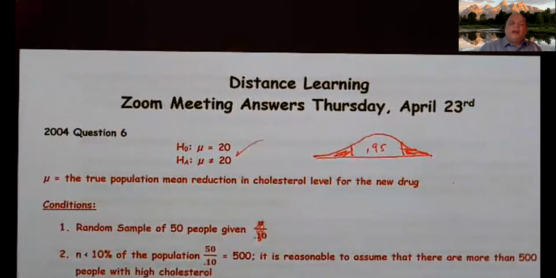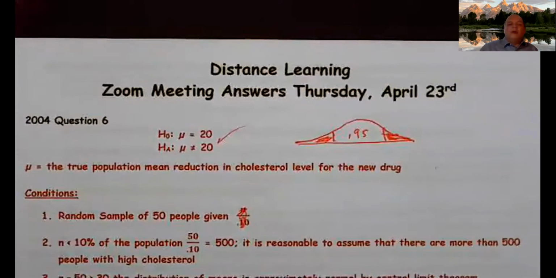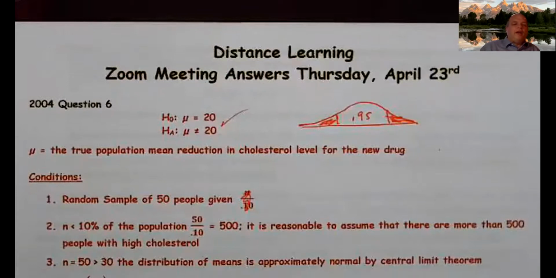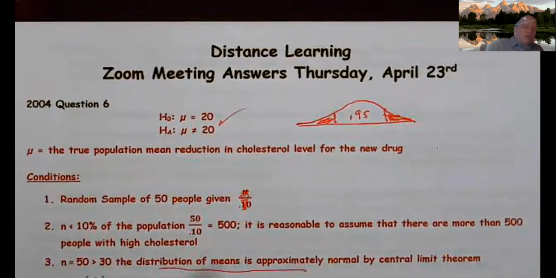So we need to check that. And we have a sample size 50 divided by 0.1 is 500. And it's reasonable to assume that there are more than 500 people with high cholesterol for which this drug might be, we could apply this drug to. The next thing is the test for normality. Well, fortunately, we have a sample size that's greater than 30. So the distribution of means is approximately normal by central limit theorem.